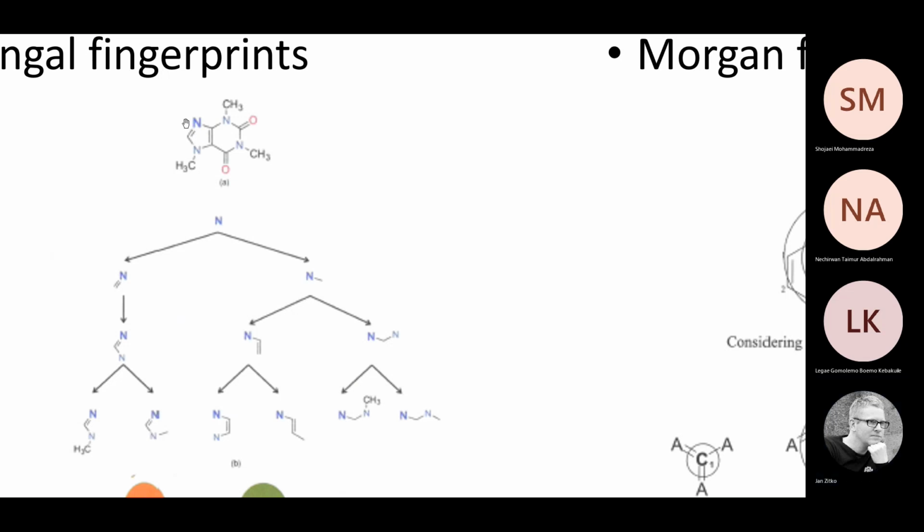Okay, so this is the nitrogen. This is the first atom. Then we go to the second atom. We can go either to the left, so it will be nitrogen, double bond, carbon. This is it. Nitrogen, double bond, carbon.